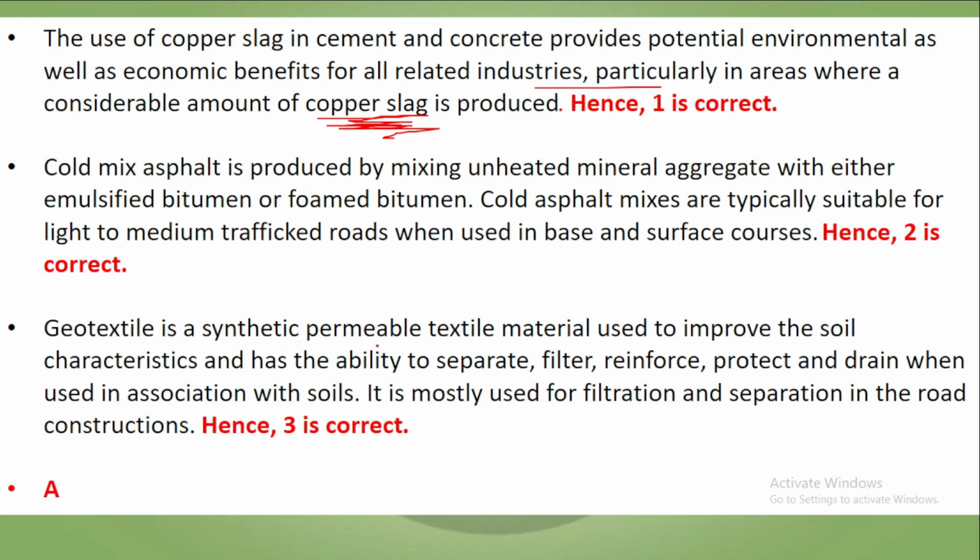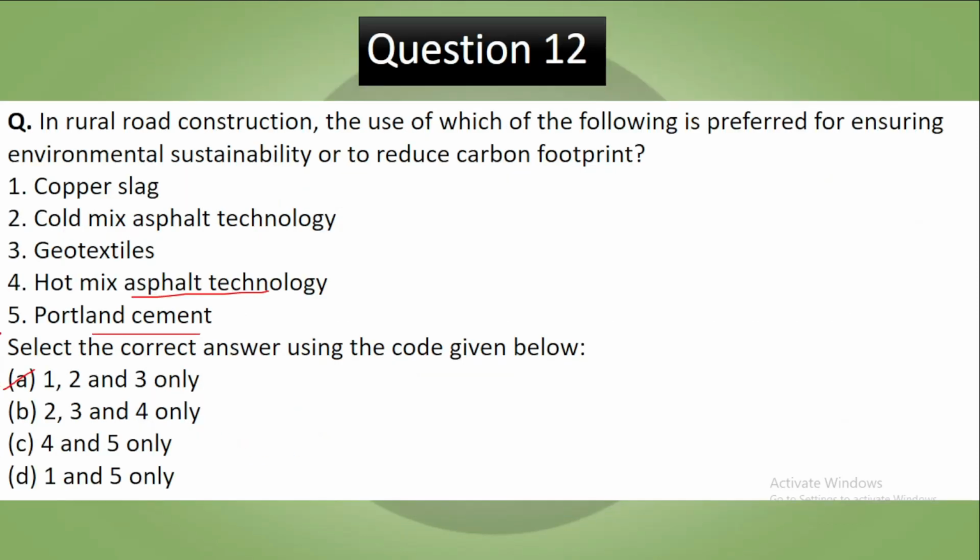Geotextile is a synthetic permeable textile material which is used to improve the soil characteristics and has the ability to separate, filter, reinforce, protect and drain when used in association with soils. It is mostly used for filtration and separation in road construction. Statement third is also correct. Your answer is A.